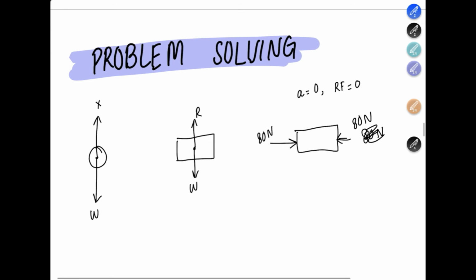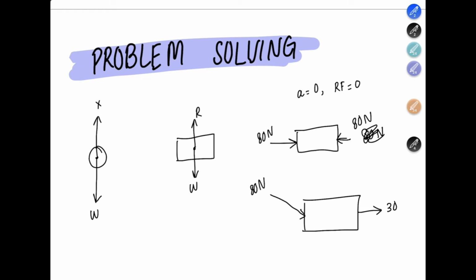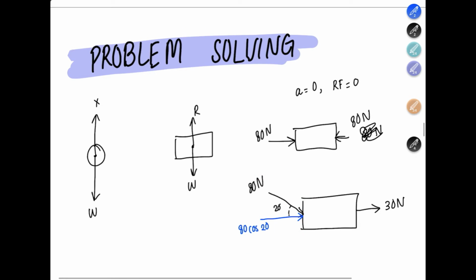Now what if the forces are at an angle? You have to resolve the forces. For example, if this is 80 newtons and this is 30 newtons and you need to find the resultant force, first of all you need to find this angle. Maybe it's given to you, maybe it's 20. So you need to resolve the force into the horizontal component, whatever that is. This is going to be 80 cosine 20. Now if you don't know how to resolve forces, I explained that in the previous video as well.